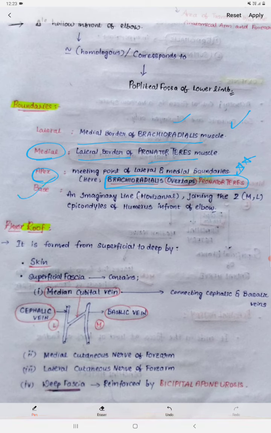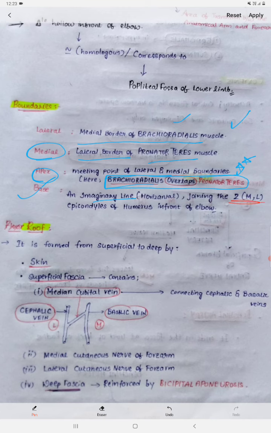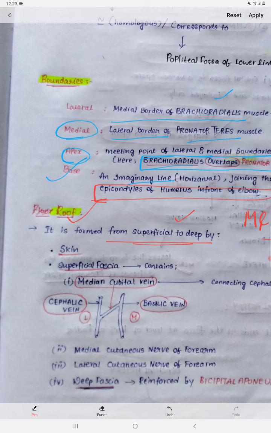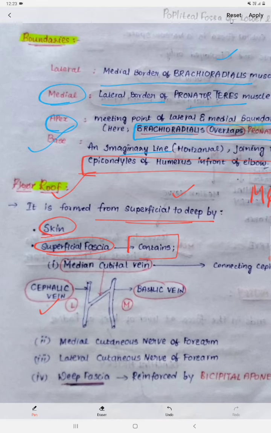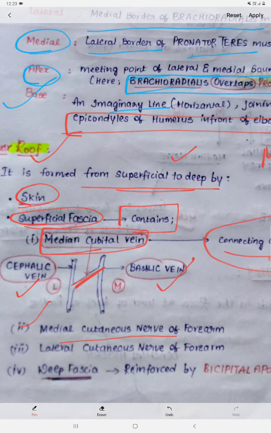And then the base is formed by an imaginary horizontal line, right, joining the two epicondyles of the humerus, medial epicondyle of the humerus and the lateral epicondyle of the humerus in front of the elbow, right? Clear with the boundaries? And then coming to the roof, it is formed from superficial to deep by the skin, superficial fascia, and the superficial fascia already explained, the cephalic vein on the lateral side, basilic vein on the medial side. In between, the median cubital vein is present, which joins the cephalic vein and the basilic vein. Okay, that only I have written here, connecting the cephalic and the basilic veins, and then medial cutaneous nerve of the forearm, lateral cutaneous nerve of the forearm, and then deep fascia.